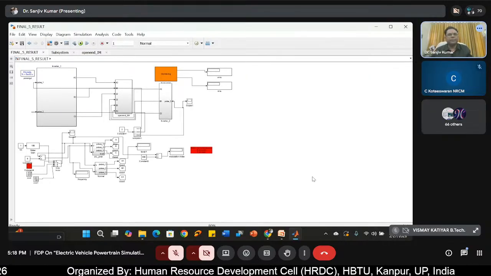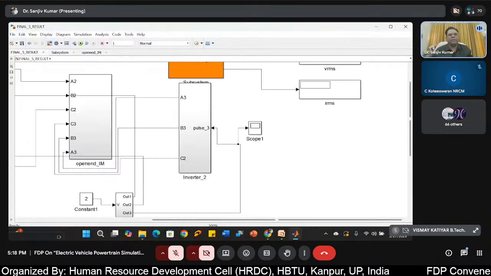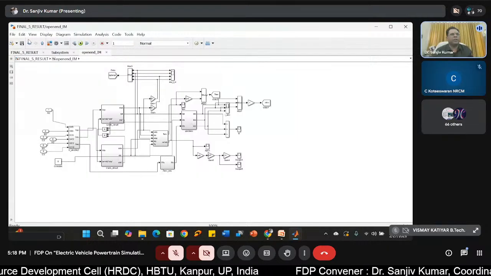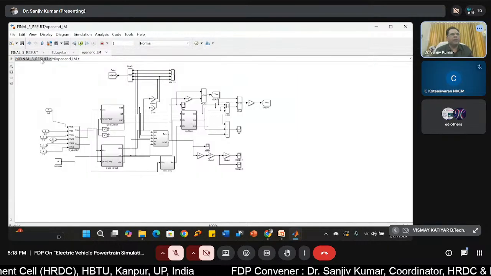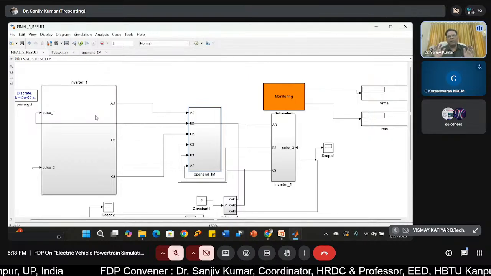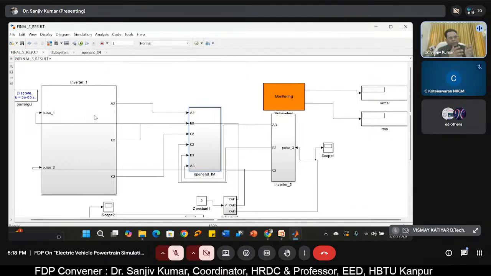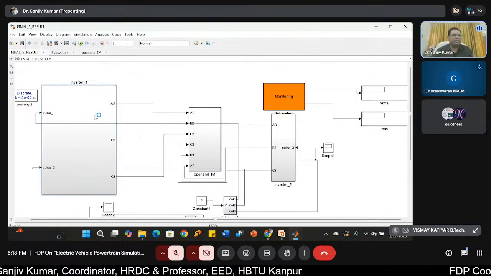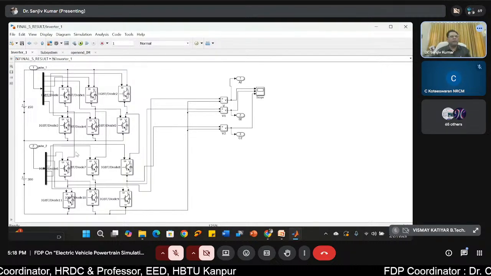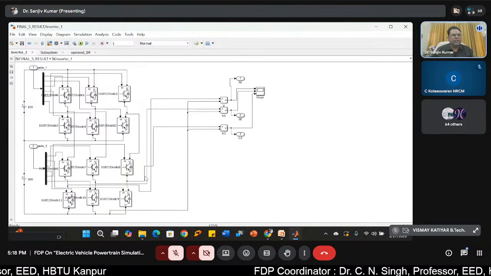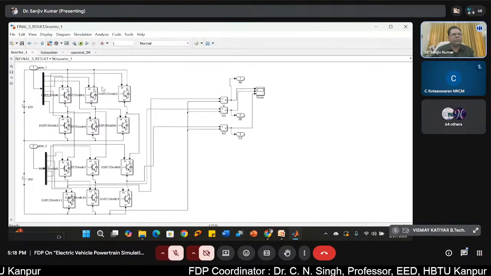Again, the very simple logic we have implemented, the same open-end winding induction motor model. I'm not going to discuss this again. And now we have a 3-level inverter and a 2-level inverter. Now just check how we have developed it. Oh, very simple. One 2-level inverter in cascade with another 2-level inverter.